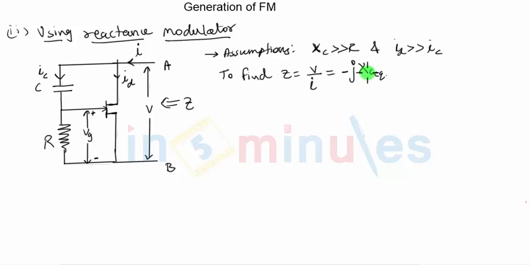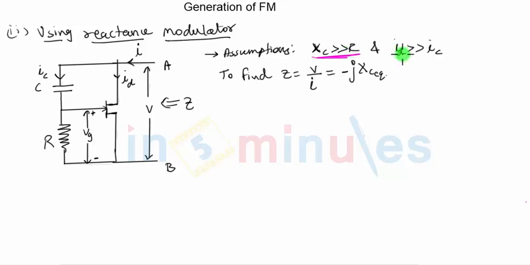So somehow we have to prove that looking through terminals A and B, I'm going to see an impedance of the form minus j into something. That something will become the reactance, and from there we will find out the equivalent capacitance offered by this entire circuit. In this derivation, we will use two important assumptions: that XC is much greater than R, which can be easily done by choosing the value of capacitance to be small enough, because XC is 1 upon omega C. If C is small, XC will be very large.